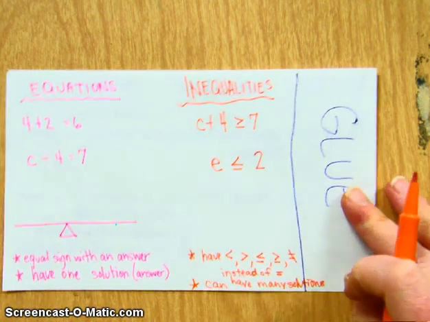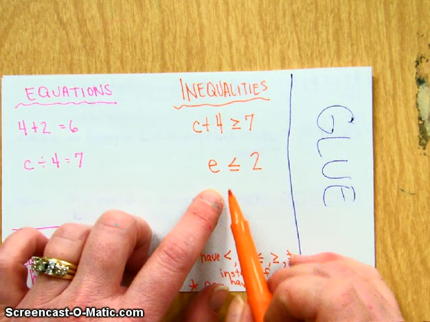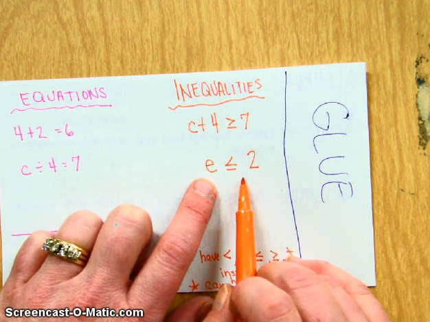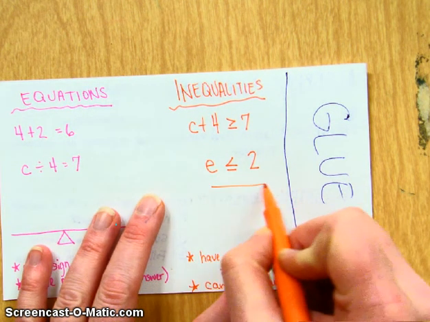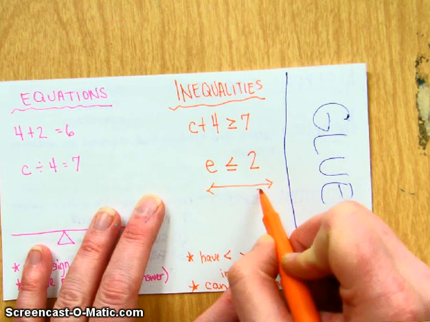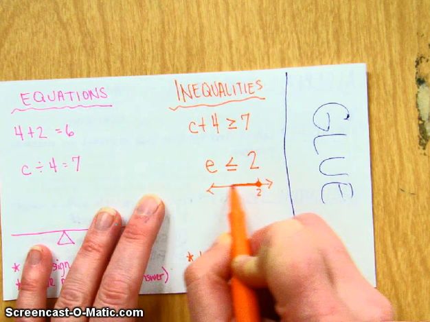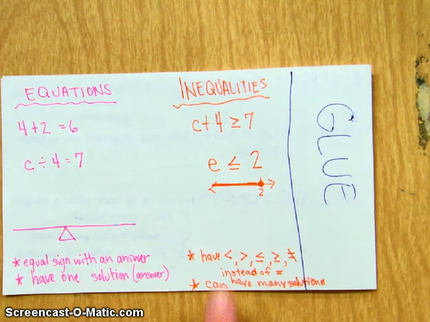Hopefully you do that better than I do. Okay, so looking at this, if I was looking at E as a number less than or equal to 2, well, that could be 2, 1.9, 1.5, 1, 0, negative 1, anything on the number line that's equal to 2 and anything to the left of it could be a solution for E.